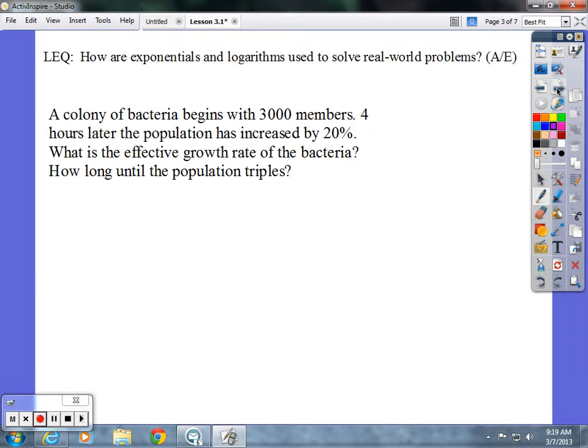A colony of bacteria begins with 3,000 members. 4 hours later, the population has decreased by 20%. What is the effective growth rate of the bacteria? How long until the population triples?